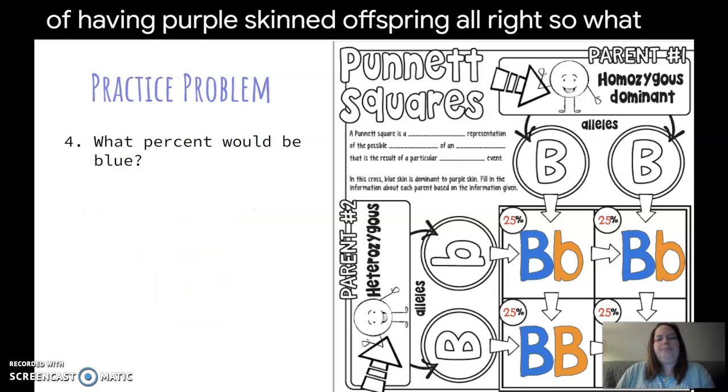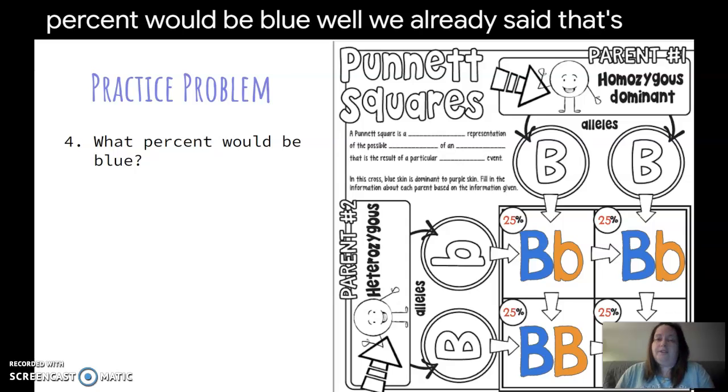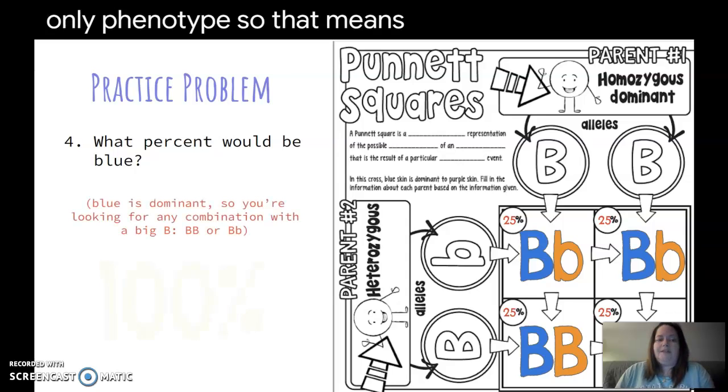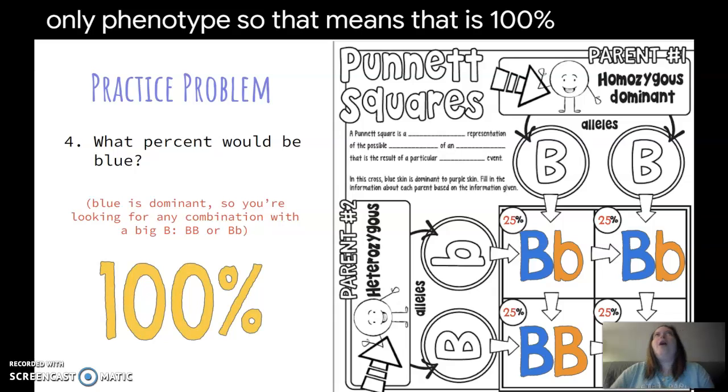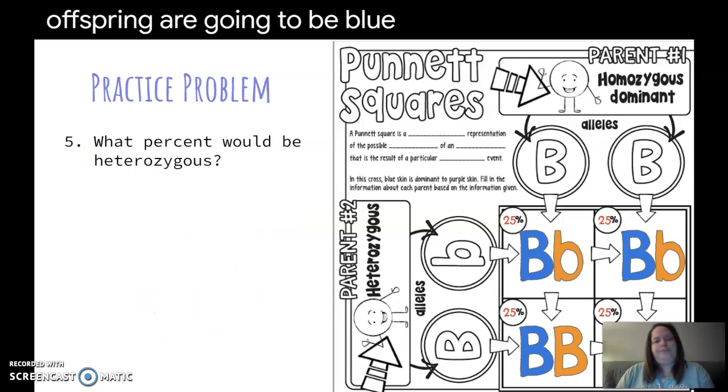All right, so what percent would be blue? Well, we already said that's our only phenotype. So that means that is 100%. All of our offspring are going to be blue.